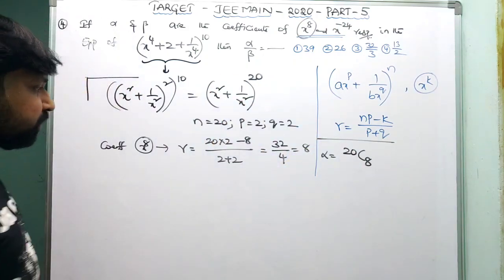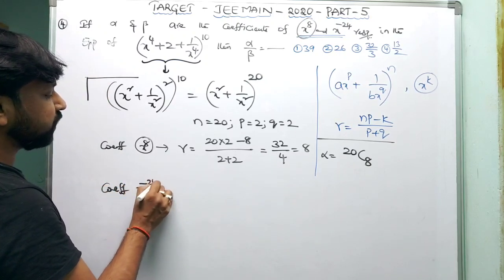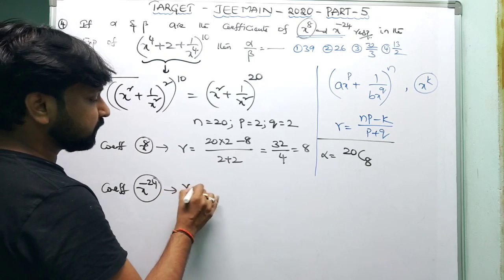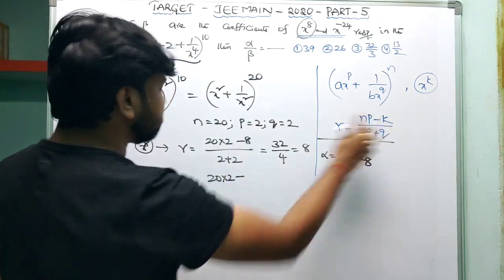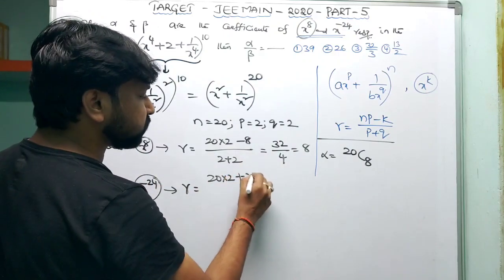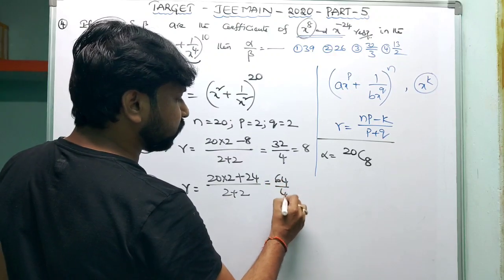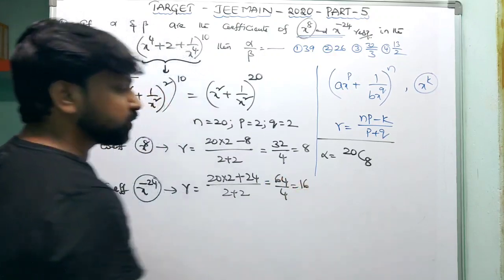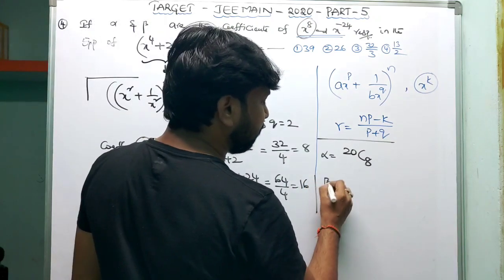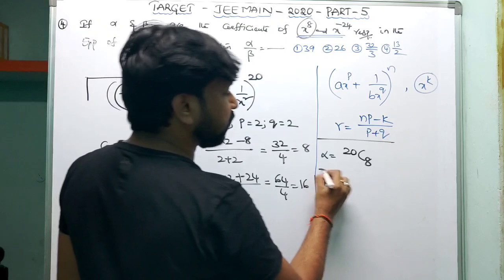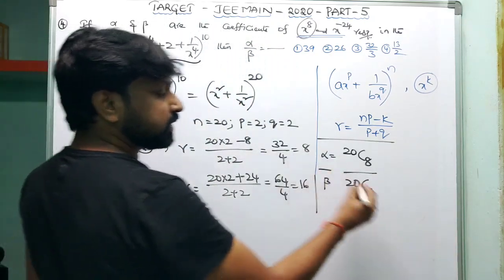Now coming to the next one, beta. You are going to evaluate the coefficient of x power minus 24, you have to check it. Then r is equals to 20 into 2, formula minus this one, k is equals to minus 24, minus of minus plus 24 by 2 plus 2. 40 plus 24, 64 by 4, that is what? 4 ones are 16. So that is r is equals to 16. Now you are going to write the beta value. Alpha by beta they are asking, that's what? Alpha by beta is equals to 20C8 by 20C16.